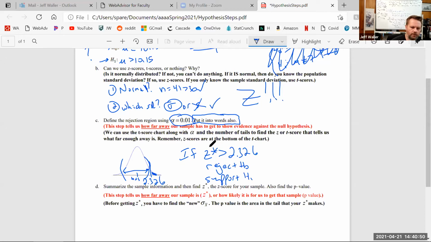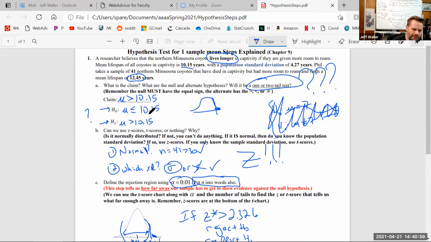So now I know how to interpret the results of calculating a z-score. If it's more than this, that looks like this one's wrong. That looks like this one is right. If it isn't more than that, then I can't say this one's wrong, and I cannot say this one's right.